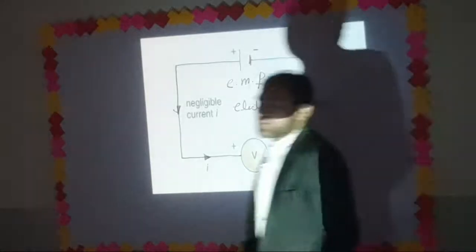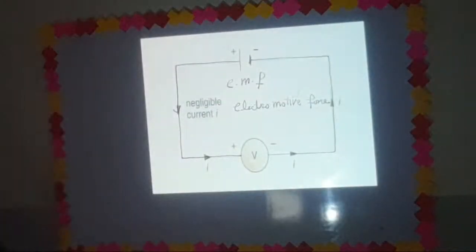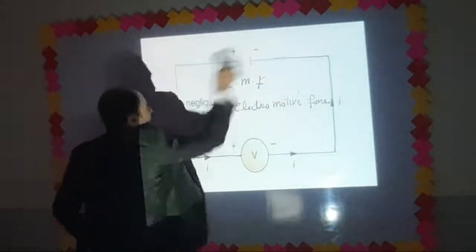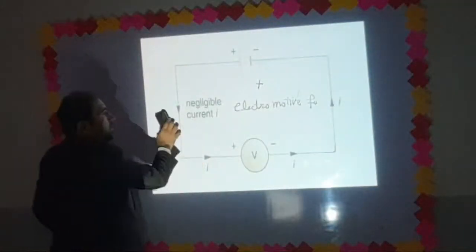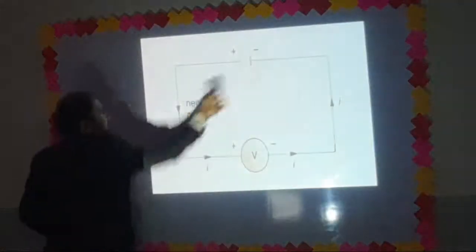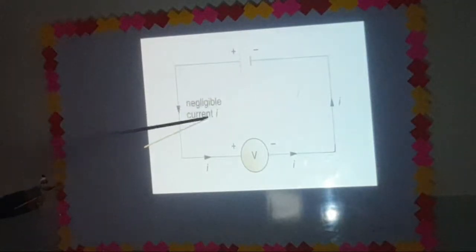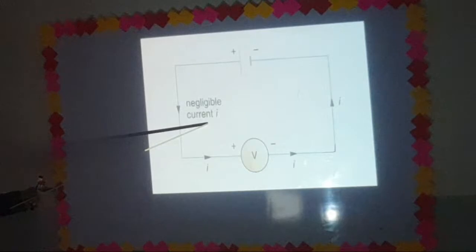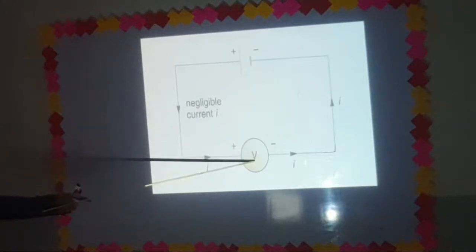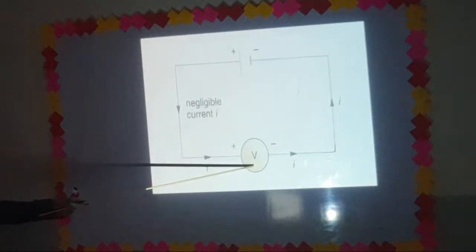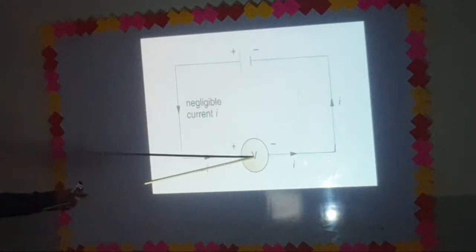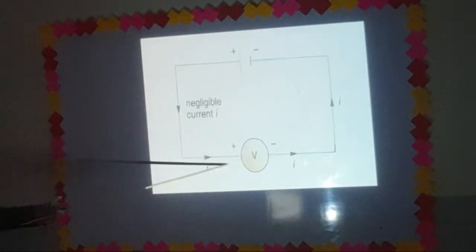Okay, well students, today we have discussed the connection of ammeter and voltmeter. Have a look on this figure. Voltmeter has been connected directly with the battery and negligible current passes. Why negligible current? Because the internal resistance of voltmeter is kept very high to avoid the passage of current. So a negligible amount of current will pass through it.